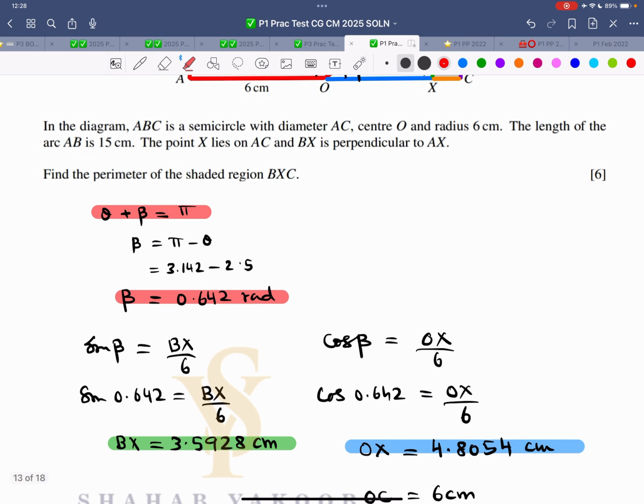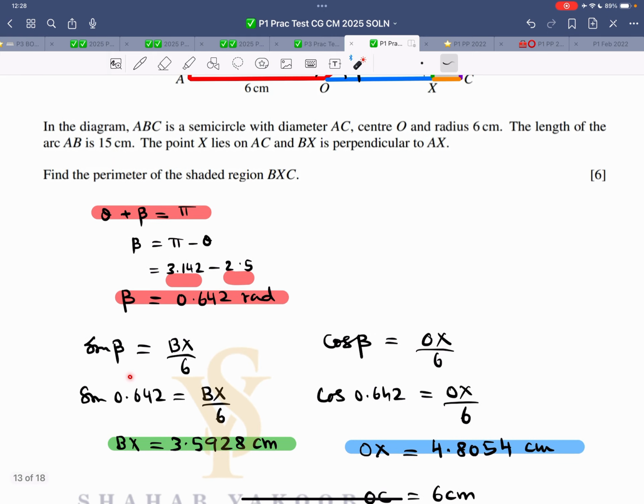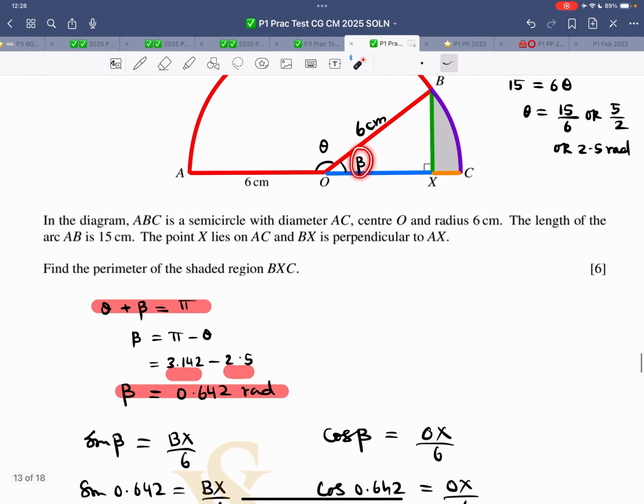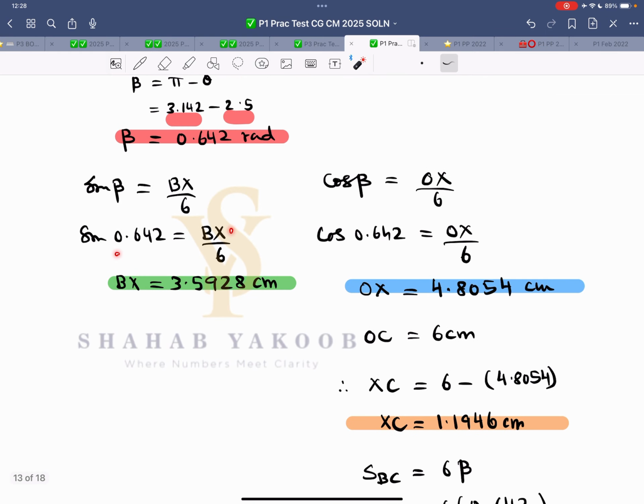I've taken this in 4 significant figures. This was exact. Therefore this is coming out to be exactly 3 SF. I think it would be a better idea if I use this as 5 SF. That would have been better. Now sine beta is Bx over 6. Similarly, cos beta would be Ox over 6. So we get sine beta is this thing, therefore Bx is this much. Cos beta is Ox over 6, Ox is this much.